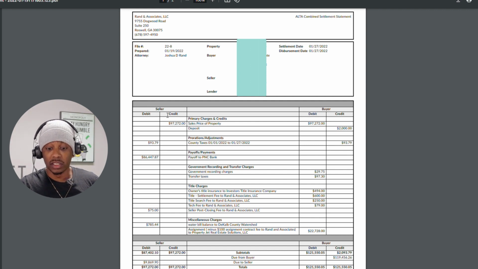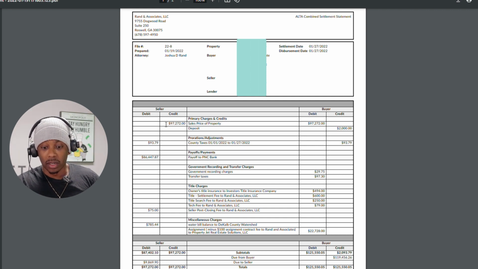On the seller side, you're going to see two columns, one being the debit and the other being a credit. A debit means money is being deducted. A credit means money is being added to that seller's total, all right? So we're going to go through the list line by line and talk about what's being charged. Right here, we have a credit of $97,272. That is the sales price of the property, okay? So that's being credited to the seller, which means that's being added to the seller. But out of that, you're going to have debits, which are deductions, which will give that seller their net amount.